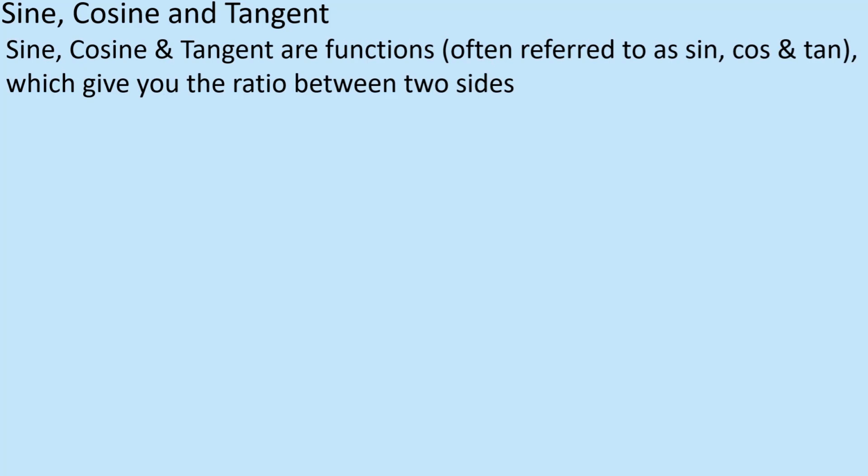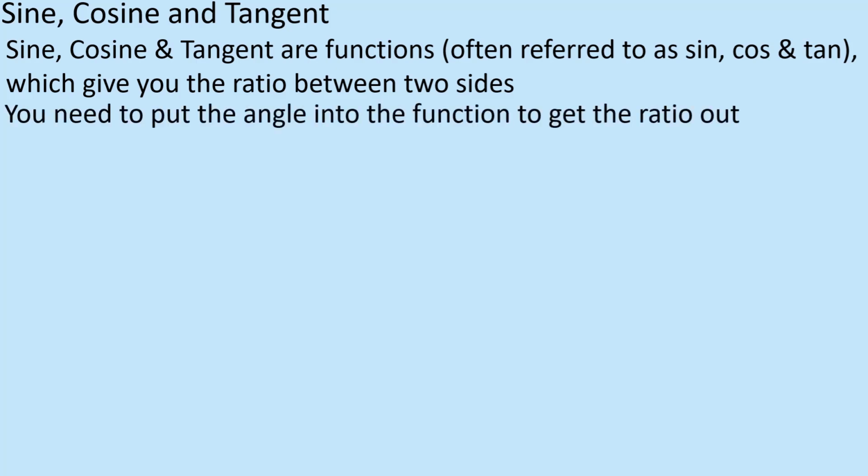So sine, cosine, and tangent are the three ratios, or functions, that you're going to come across in relation to calculating a triangle. I'm trying not to use loads of fancy words, but ultimately you're going to see these on your calculator as sin, cos, and tan. They're going to be abbreviated. They are functions often referred to as sin, cos, and tan, which give the ratios between two sides. It's literally what I'm trying to say.